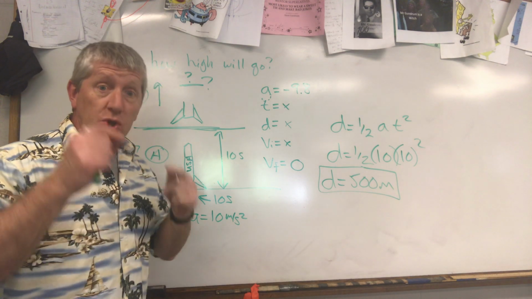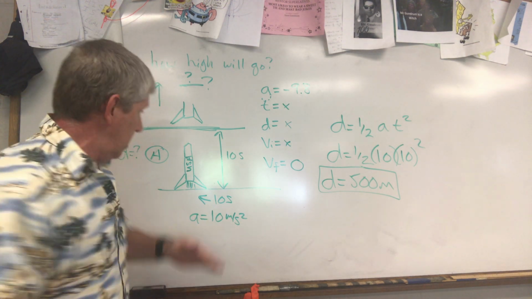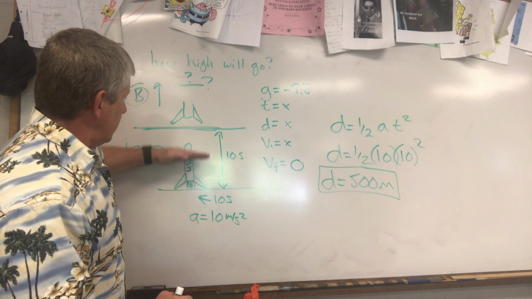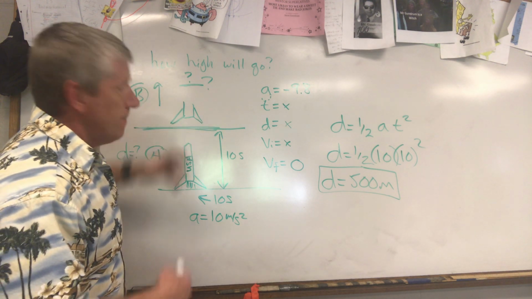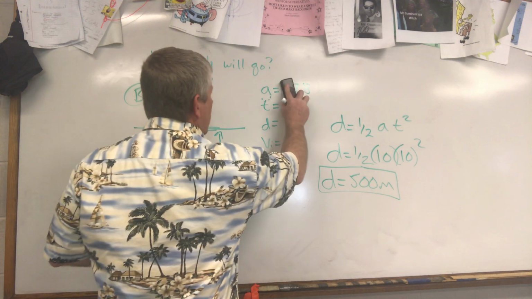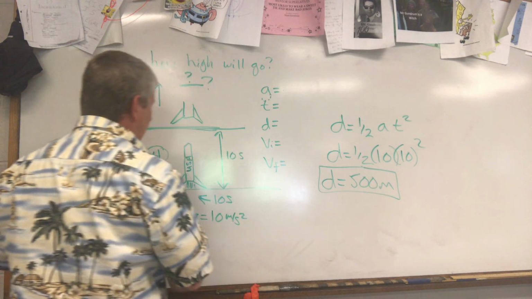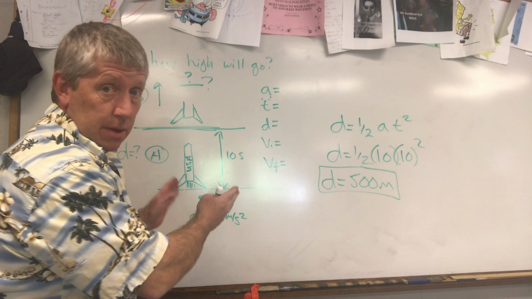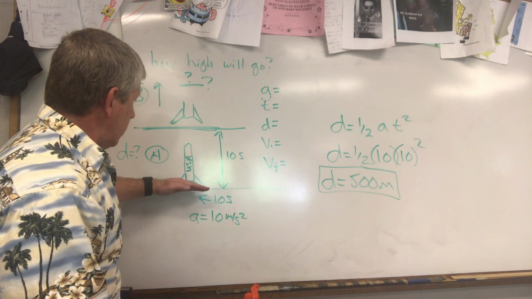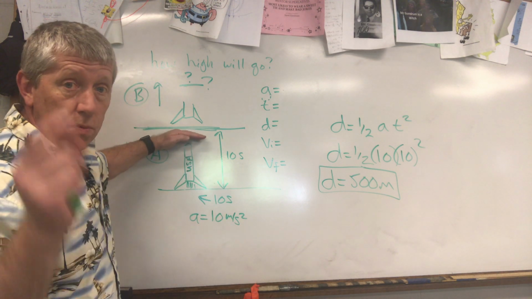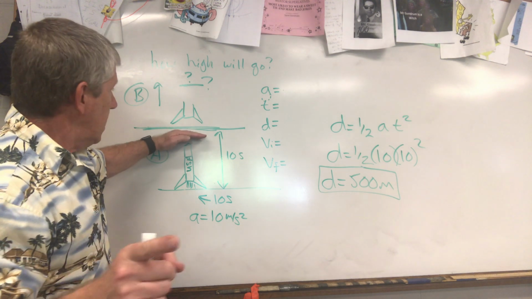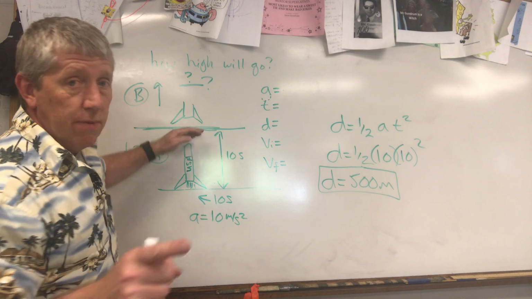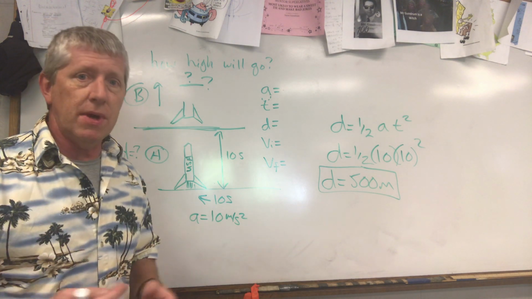B, which was the final velocity for part A. The final velocity for part A is the initial velocity for part B. I need to know that. So I'm actually going to back the truck up and go back to part A because I need to know what the final velocity is of that rocket due to that acceleration in that part. And that final velocity here will be the initial velocity for part B, and I can solve the problem.